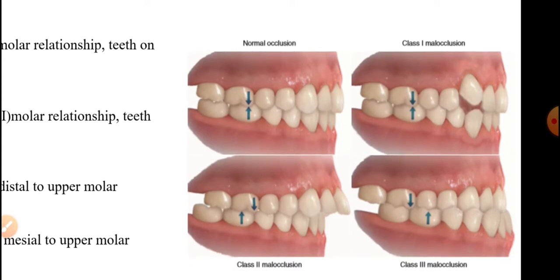According to Angle's classification, a class 1 malocclusion is when the molar has a class 1 relationship, that is, the mesiobuccal cusp of the upper molar lies in the buccal groove of the lower molar, but the other teeth present in the arch are not lying in the line of occlusion, and there are abnormal relationships or malpositions of those teeth, that may be crowding, spacing, displacement, or anything.